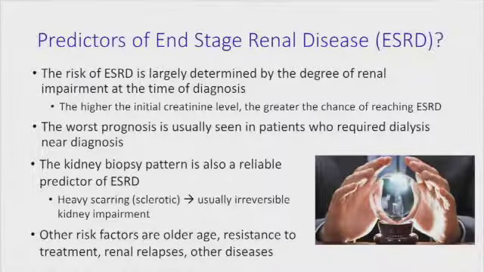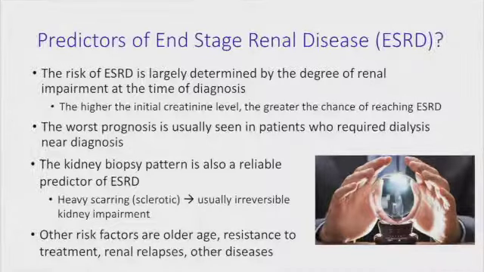So what about our crystal ball? What are the predictors of end-stage renal disease? The risk of end-stage renal disease is largely determined by the degree of renal impairment at the time of diagnosis, and as Dr. Spex mentioned, 6 months after the diagnosis. The higher the initial creatinine level, the greater the chance of reaching end-stage disease.